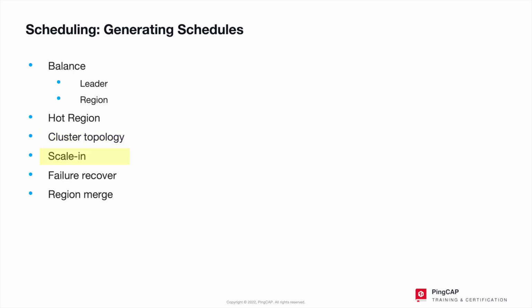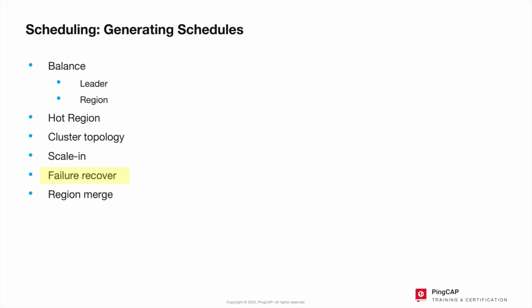Next, scale in. Scale in is when a store is ready to be taken offline, that is, the size of the cluster is reduced, and the store is marked as offline with the command. At this time, PD migrates the regions on the node to be offline to another node via a schedule.